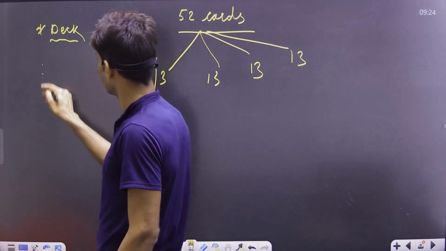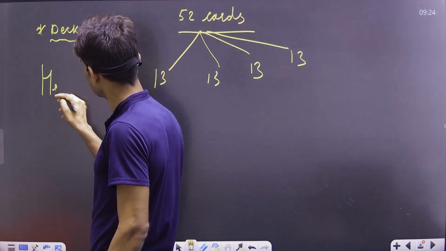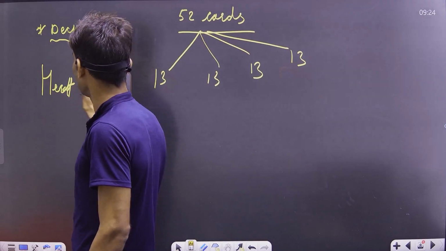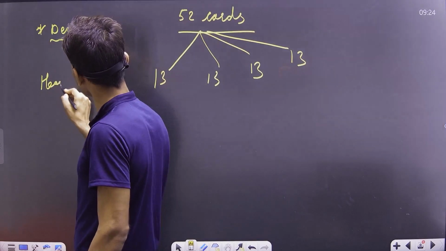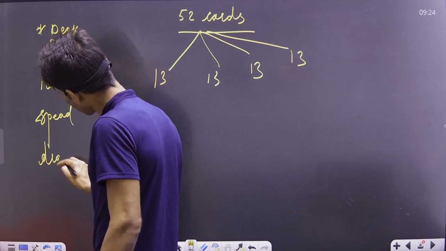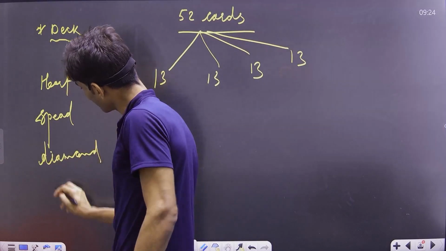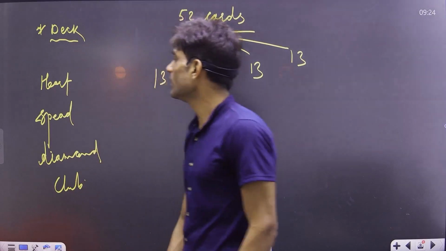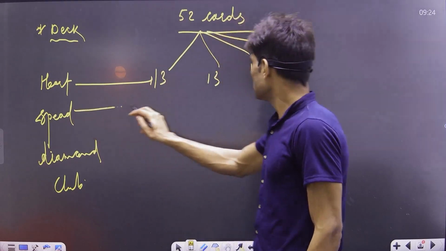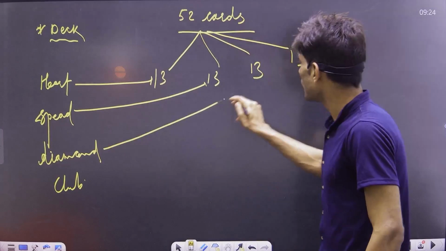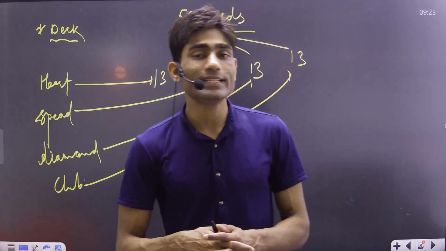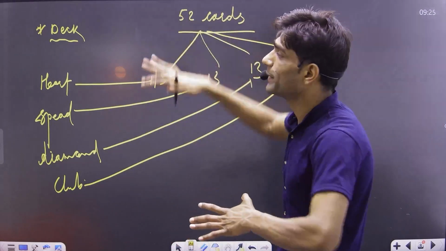Heart, okay, let me write it. Spade, diamond, club, okay. Heart, spade, diamond, club. That means the first 13 cards go to heart, the second 13 cards go to spade, the next 13 to diamond and the last 13 to club, okay. This is the complete division of these cards within the 52 cards, okay.